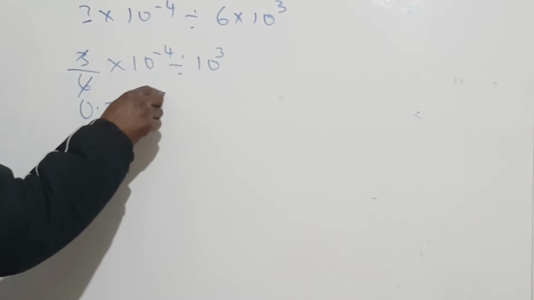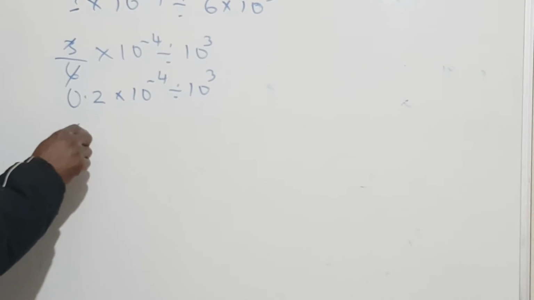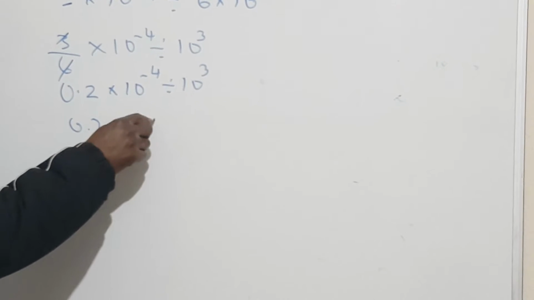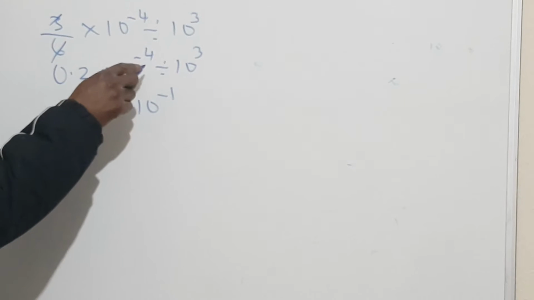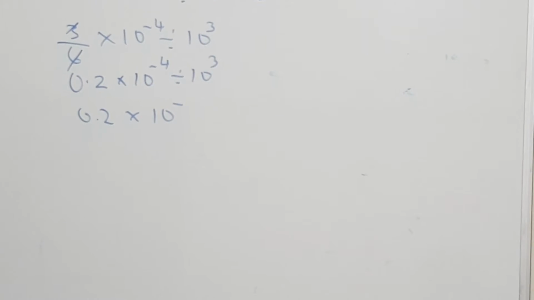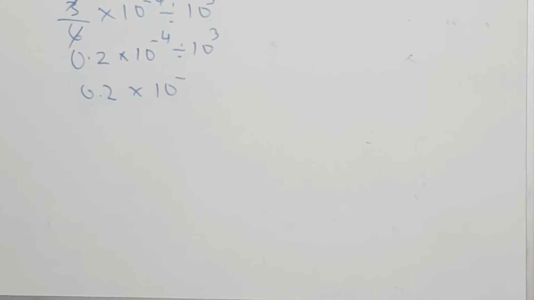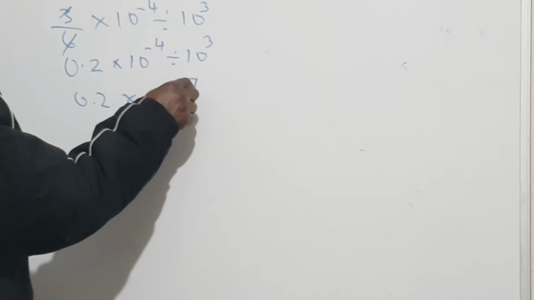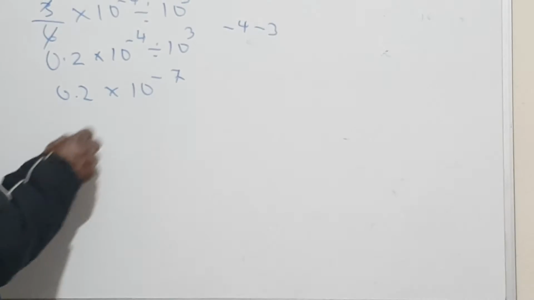Times 10 to the power minus 4 divided by 10 to the power 3. And that's 0.5 times 10 to the power what? Minus 1. Oh, no, sorry. Oh wait, no, 10 to the power minus 7. Why minus 7? Because division is minus, yes? Minus 4, minus 3, minus 7.